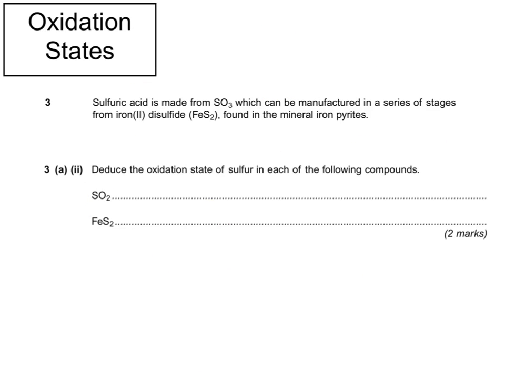So just thought I'd finish with an exam question that has been asked on this. So sulfuric acid is made from SO3, which can be manufactured in a series of stages from iron 2 disulfide, FeS2, found in the mineral iron pyrites. Deduce the oxidation state of sulfur in each of the following compounds.